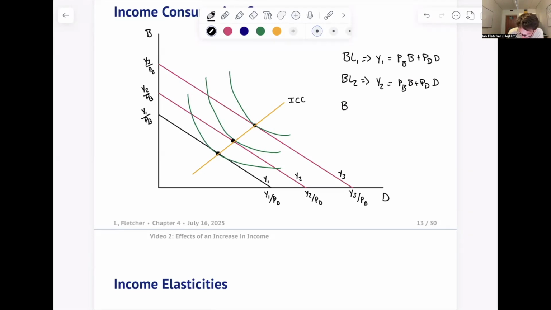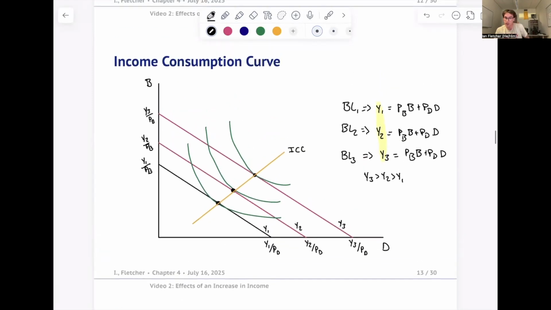And our third budget line is when income increases again. And so notice the only thing that's changing are our incomes, such that all of that is true. And if all of that is true, then we're able to draw a very, very similar thing to the ICC. And then we can get into something that we like to call income elasticities.